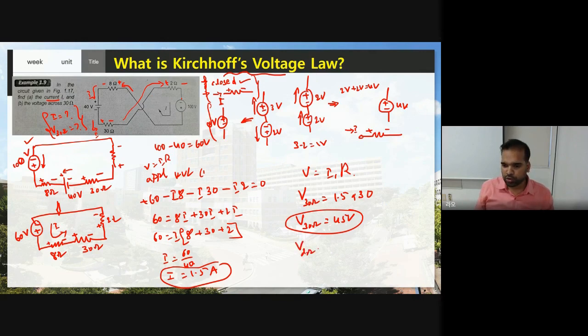So even you can find voltage drop across 2 ohm resistor, voltage drop at a 2 ohm resistor. What is the I? 1.5 into 2. This is the voltage drop at 2 ohm resistor. And even you can find voltage drop at 8 ohm resistor. V equal to IR, 1.5 into 8. This would be the voltage drop at a 2 ohm and 8 ohm resistor. I hope you understood this concept.